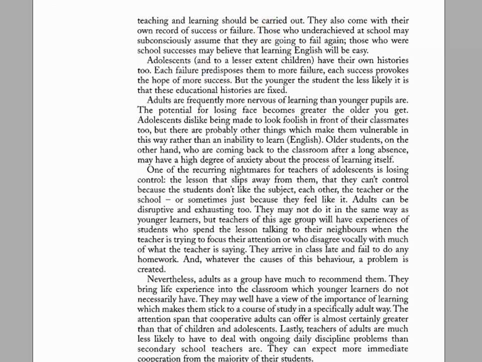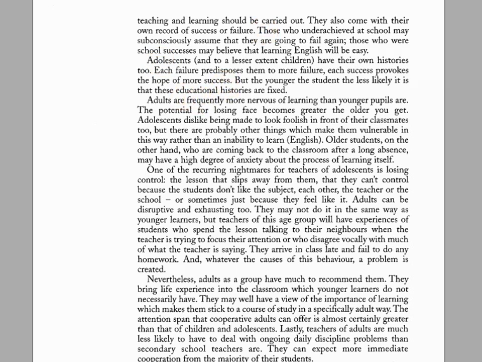So that's the point. Adolescents have their own histories too. Each failure episode predisposes them to more failure. Each success provokes hope. So when they succeed, they feel happy. When they fail, they get down, and that's why you have to be careful in dealing with adolescents. Adolescent means the age between 12 to 14. Adult is above 15. That's the point.